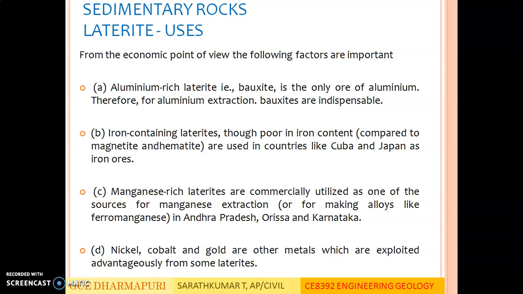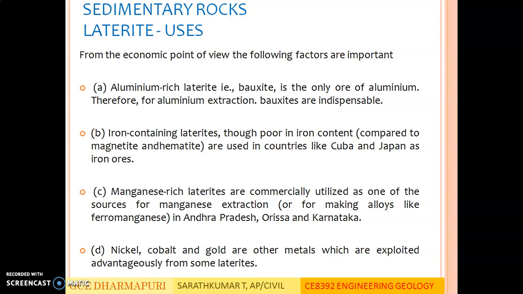Uses of laterite. From the economic point of view, the following factors are important in laterite uses. Aluminum-rich laterite, that is bauxite, is the only ore of aluminum. Therefore, for aluminum extraction, bauxites are indispensable. Aluminum-rich laterites are called bauxite, which is the main ore of aluminum. Iron-containing laterites, though poor in iron content compared to magnetite and hematite, are used in countries like Cuba and Japan as iron ores. In some countries they are used as an ore for extracting iron.